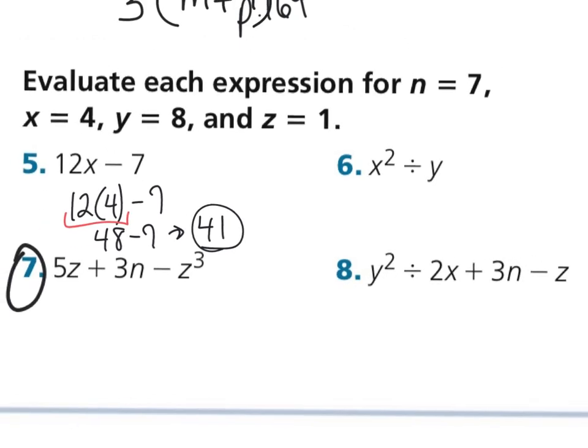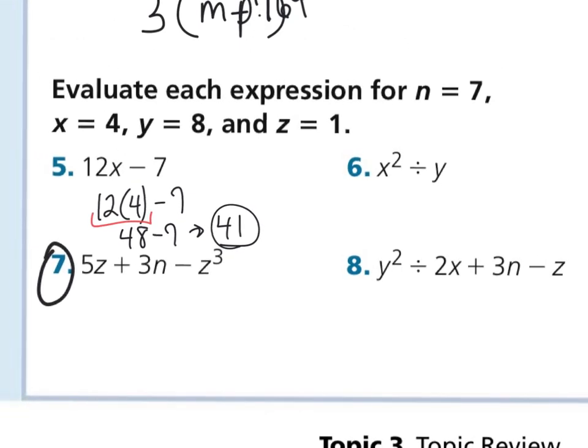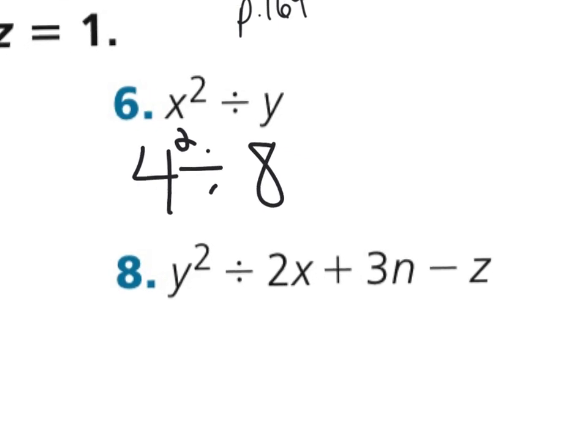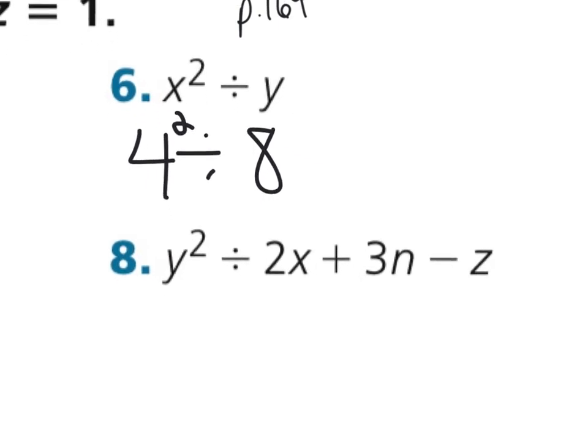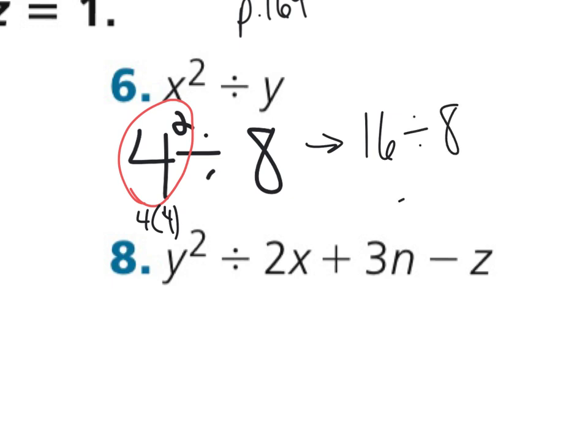Number 6, x is 4 and y is 8. So we're going to do 4 squared divided by 8. Order of operations, we do exponents before we divide. So 4 squared, which means 4 times 4. That would be 16. And then 16 divided by 8 is 2.